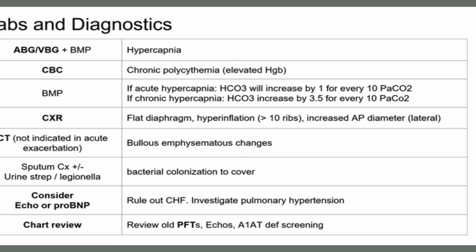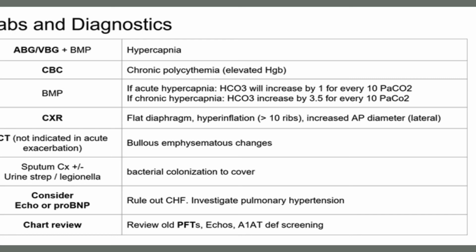A chest X-ray can show a flat diaphragm, hyperinflation, which is usually more than 10 posterior ribs on the imaging. And again, this increased AP diameter that you'll see on the lateral X-ray. A lot of times you just need to see a lot of normal lateral chest X-rays to then see, oh, this one looks bigger, this one looks more barrel-chested. This is increased AP diameter. A CT is not indicated for someone who's coming in just for an acute exacerbation unless you're looking for a PE or something. But a lot of times you will see emphysematous changes, which I'll have a picture of.